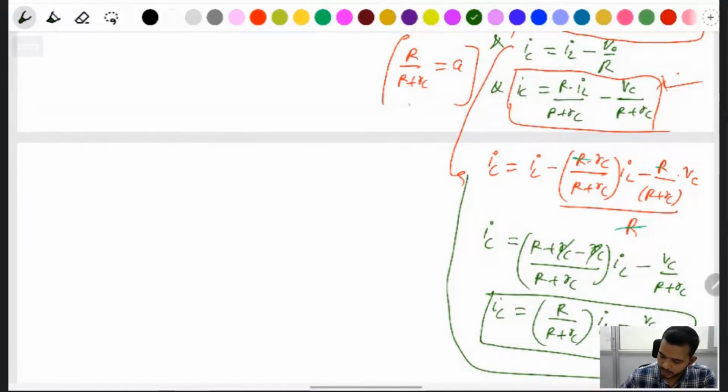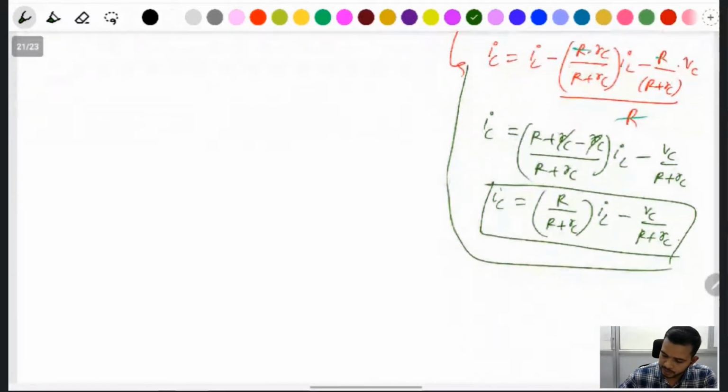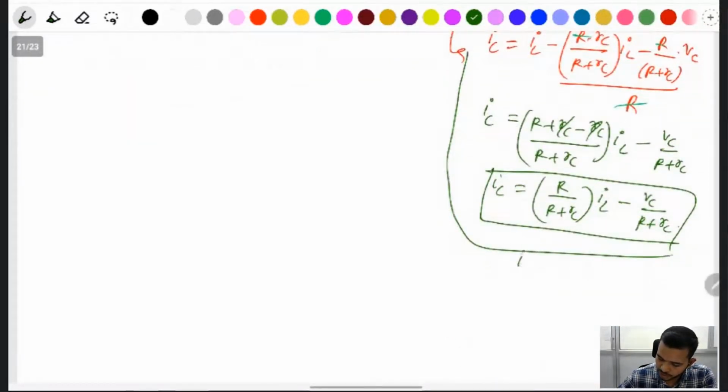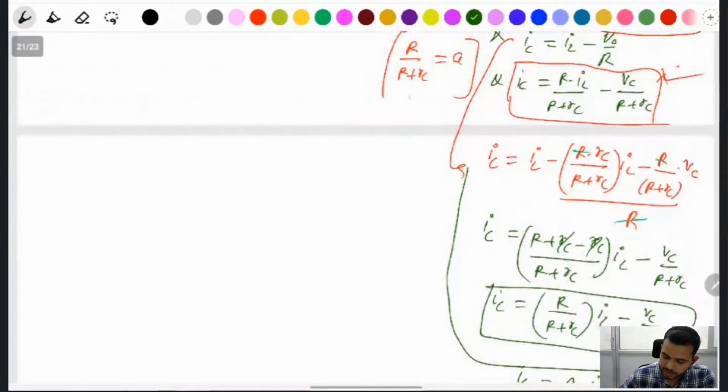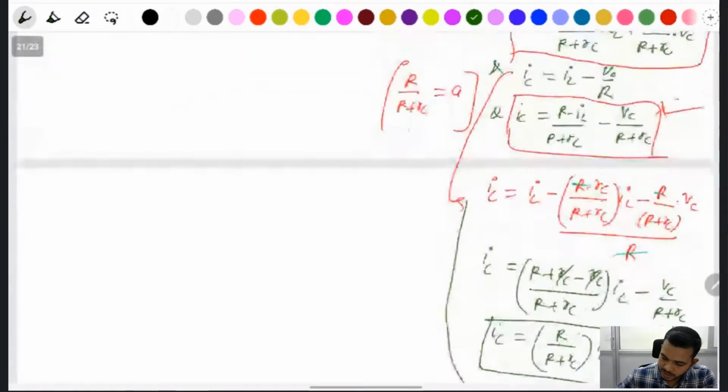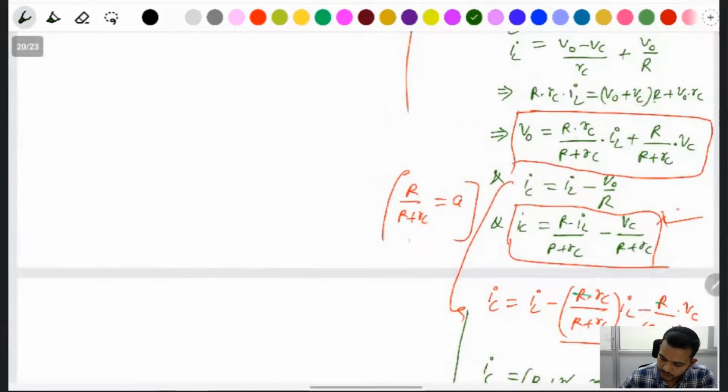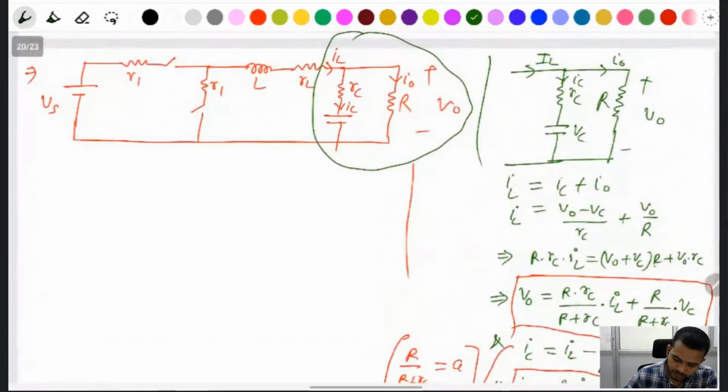And take a common R plus RC like A. You take it like that, then you can also write IC is equal to A into IL minus VC, which is equal to A by R into VC, because of R present here. Then 1 by R plus RC is equal to A by R. Same thing you can write here, R plus RC to A into RC into IL, V naught plus A into VC.